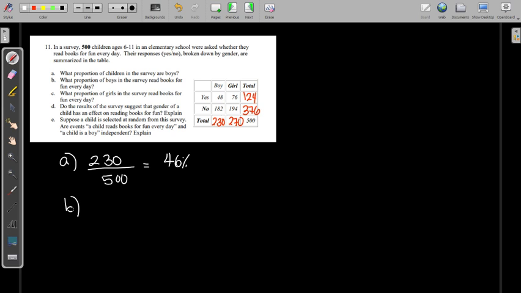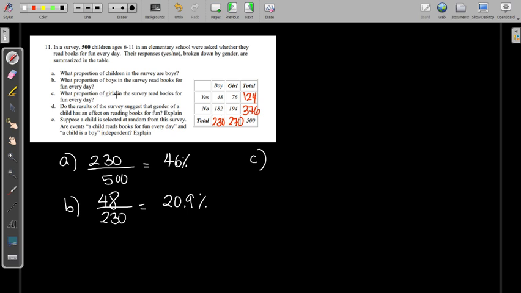B, what proportion of boys in the survey read books for fun every day? Just the boys for fun. Well, just the boys for fun is 48. And they want to know only boys. What proportion of boys? So we're only talking about boys, so we're only going to look at this column. What proportion of boys is 48 out of the 230 boys. If you do that, it's going to give you 20.9%.